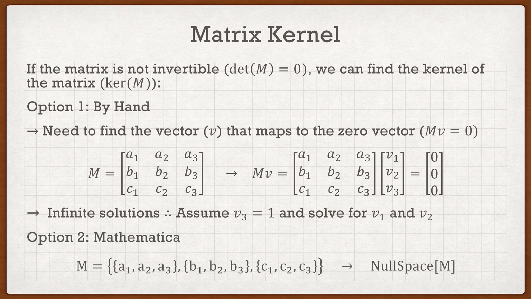But since we're doing everything in Mathematica anyways, and we defined our matrix, all we have to do is find the null space of M. So type in the function NullSpace, which is the Mathematica equivalent to a kernel, and we want it for our matrix M. Once we press Shift Enter, it'll return us our values. So that's question 3. It's as simple as that.